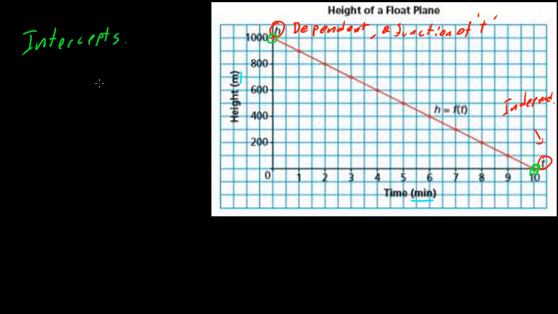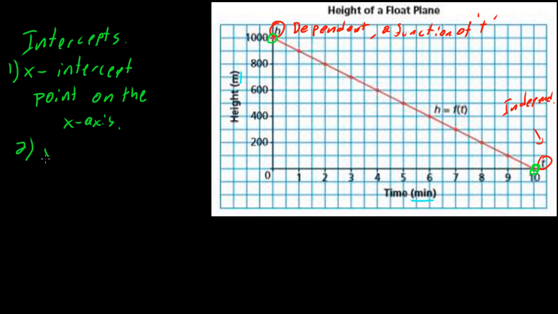Intercepts are pretty huge in mathematics, and there are two types of intercepts. There's going to be the x-intercept, and this is where we have a line or a coordinate that intercepts the x-axis. So it's a point on the x-axis. And then we have the y-intercept. The y-intercept is exactly the same, except on the y-axis. A point on the y-axis.